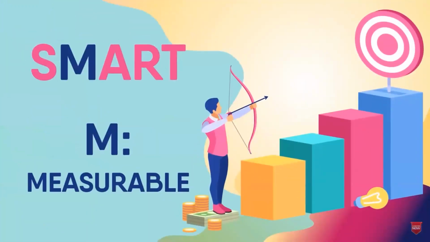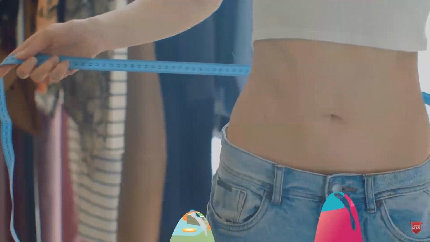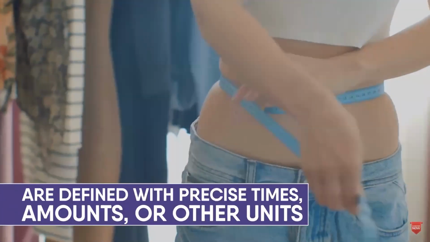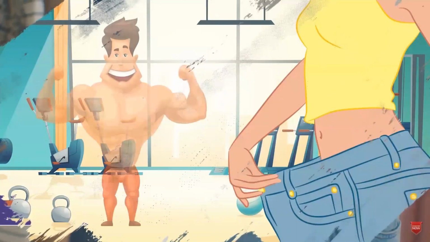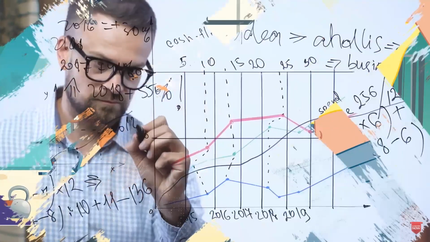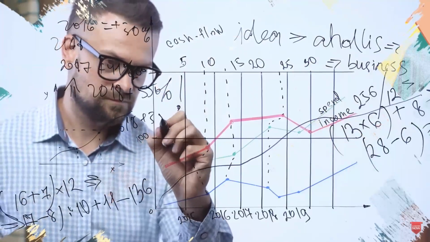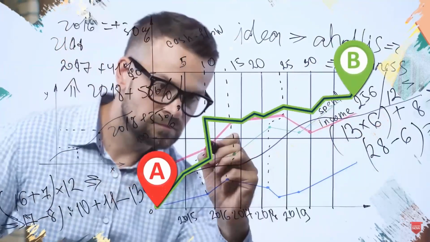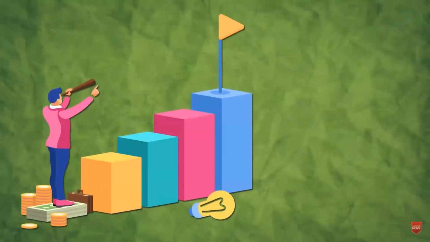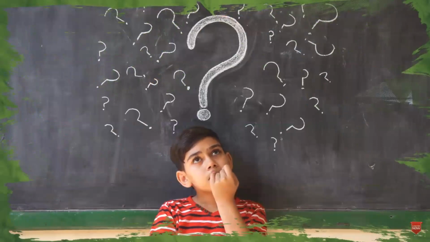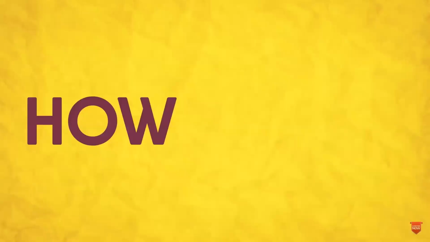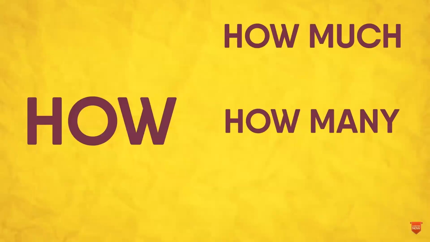M, measurable. Measurable goals are defined with precise times, amounts, or other units, essentially anything that measures progress toward a goal. Creating measurable goals makes it easy to determine if you have progressed from point A to point B. Measurable goals also help you figure out when you're headed in the right direction and when you're not. Generally speaking, a measurable goal statement answers questions starting with how, such as how much, how many, and how fast.